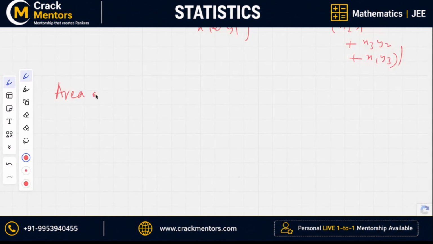Let's say you have to find the area of a polygon. So x1 y1 all the way till xn yn, and this is the order. They generally write this word, order.